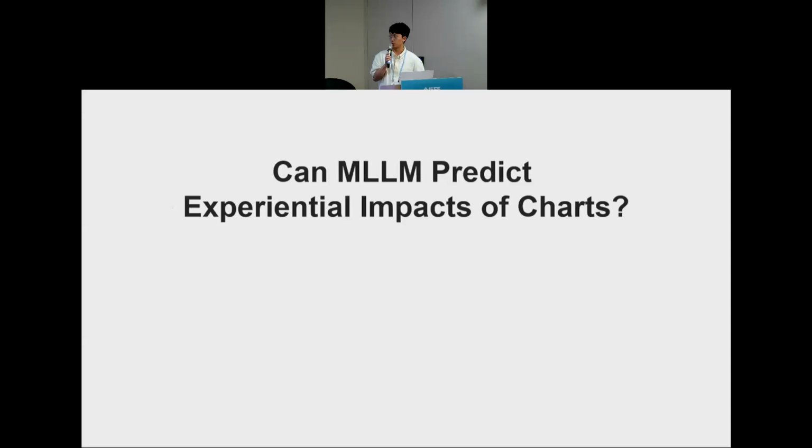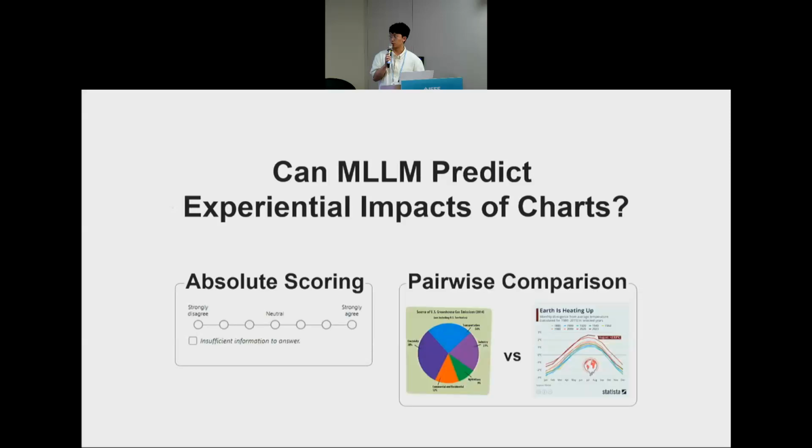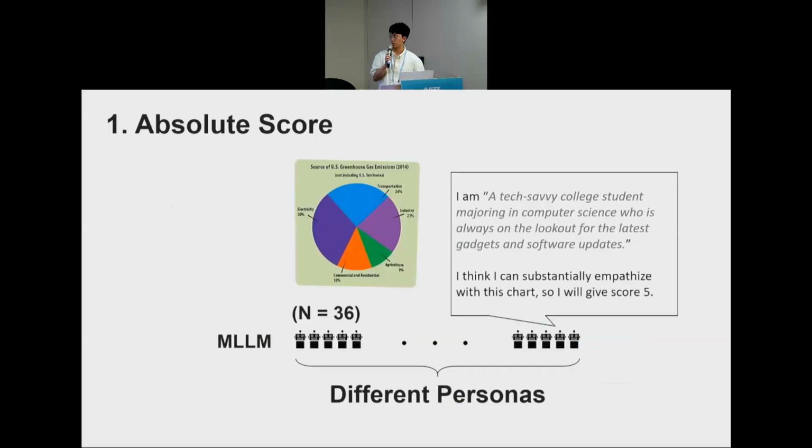First, we made an MLLM generate absolute scores like humans did. And second, we directly give a pair of charts and let the MLLM compare them. Let's start with the first one. Just like we had collected scores from 36 different participants for each chart, we repeatedly called the MLLM evaluation 36 times. In order to differentiate the MLLM scores, we generated artificial personas and used them for prompt engineering. You can see an example of the artificial persona in the text box.